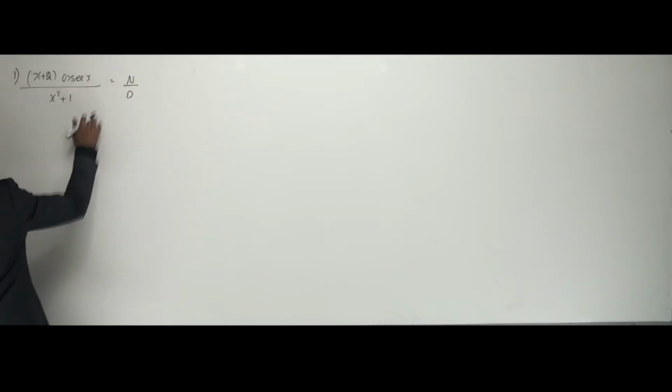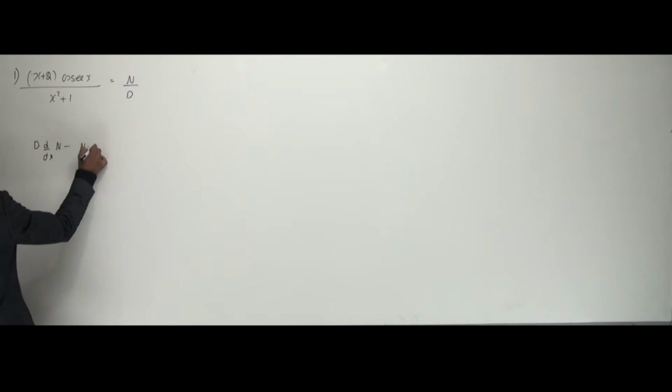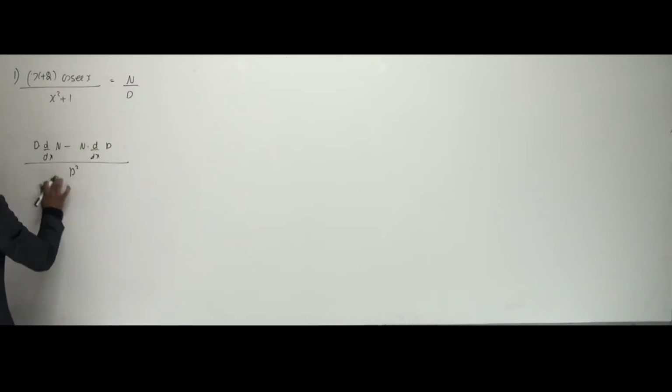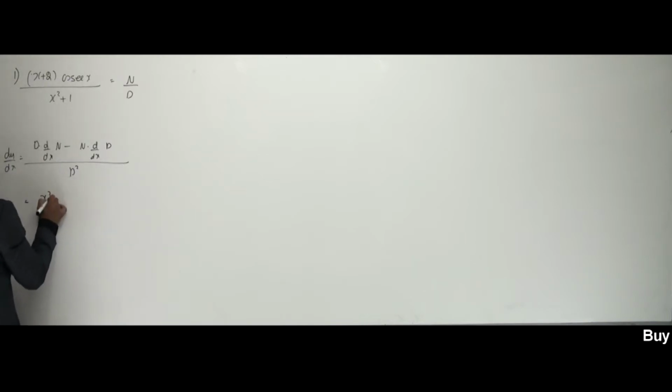I will use quotient rule first. It goes like denominator into differentiation of numerator minus numerator into differentiation of denominator, the whole thing by d squared. So that's what we have, right? That's a formula basically. So in this case that will be the differentiation of n by d. Now go ahead, who is denominator? This guy is x squared plus 1.